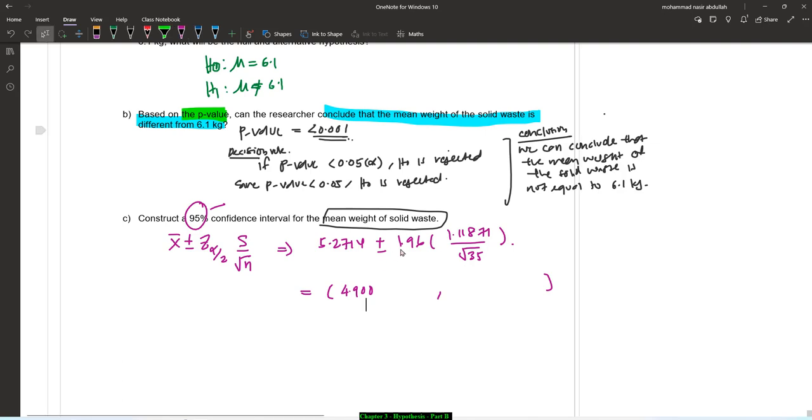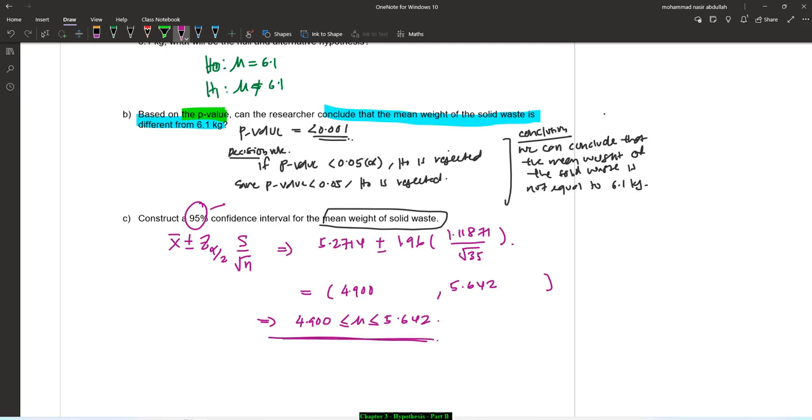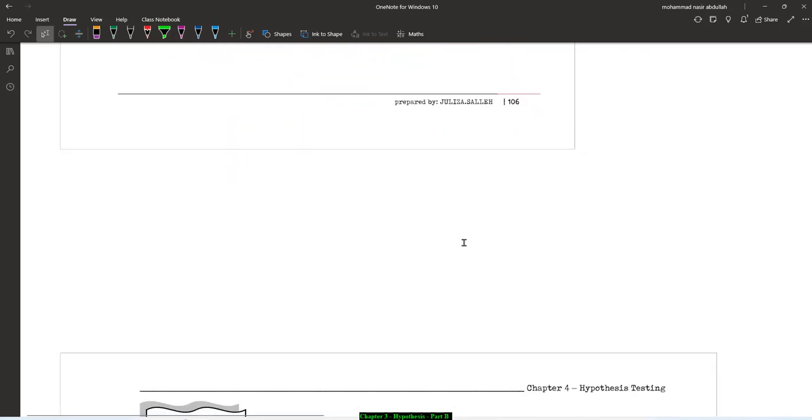4.900. 1.642. So the proper presentation should be 4.900 to 5.642, inclusive. Right. So this is the confidence interval for the mean weight of solid waste. Okay.